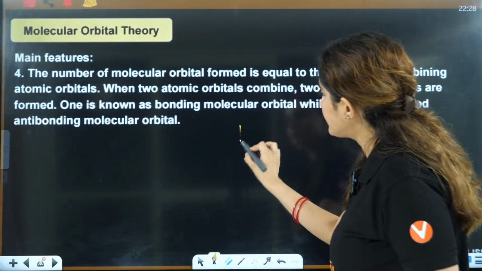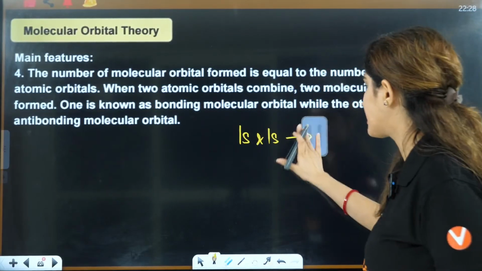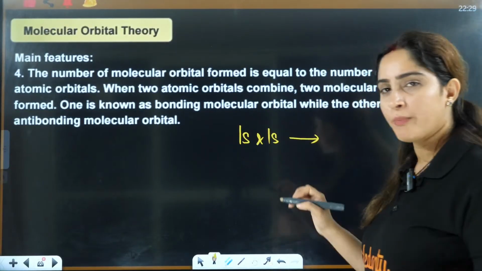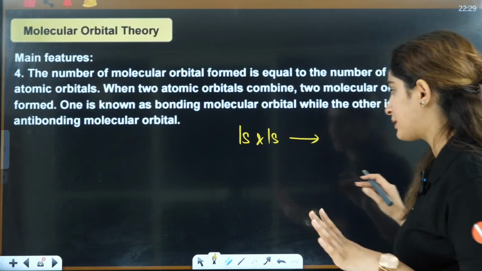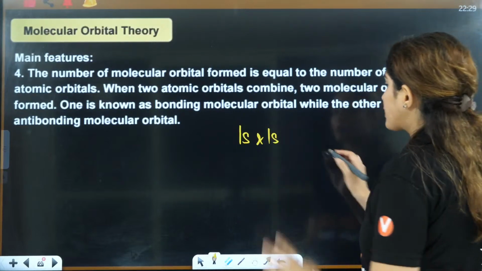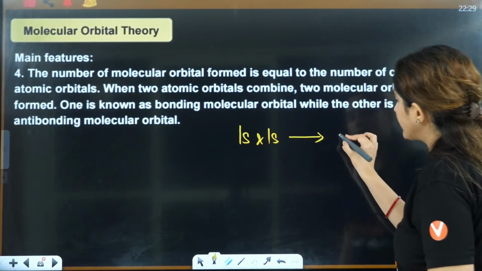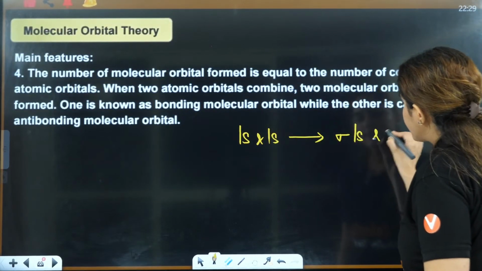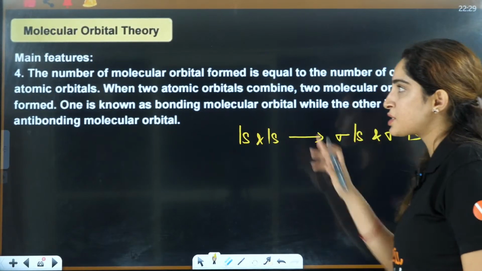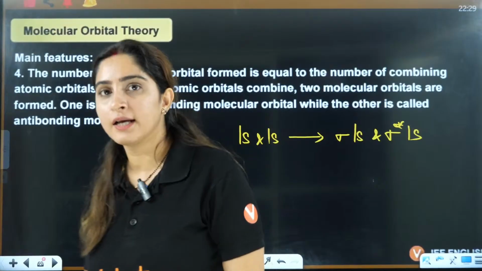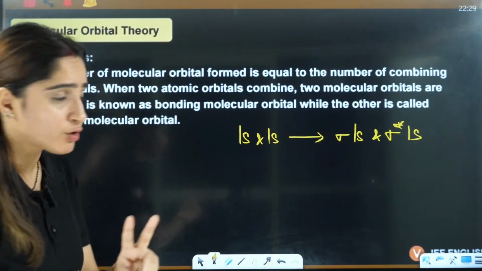Let's say 1s and 1s are combined. This is what you have in your syllabus. You don't have three atomic orbitals combining together. You have only two atomic orbitals combining together, right? So we'll stick to that only, right? Let's not get confused. 1s and 1s will give you sigma 1s and sigma star 1s. This is what is written here, that two atomic orbitals will combine to give you two molecular orbitals.